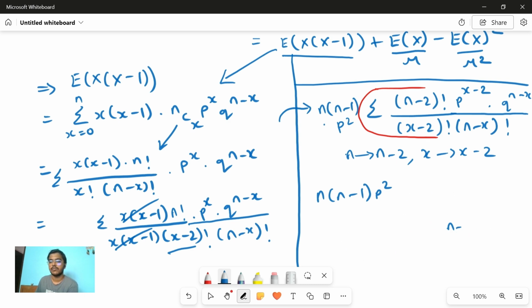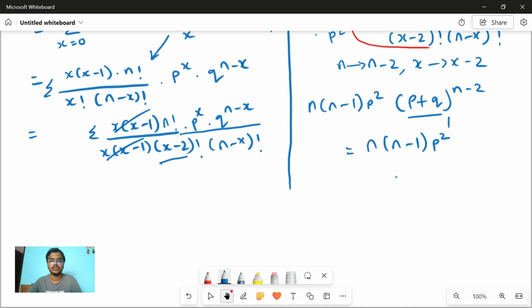Now you do n into n minus 1 p square into p plus q power n minus 2. What is p plus q? You know it is 1. So the answer is n into n minus 1 into p square. Remember, this is not variance. We only calculated E of x into x minus 1.